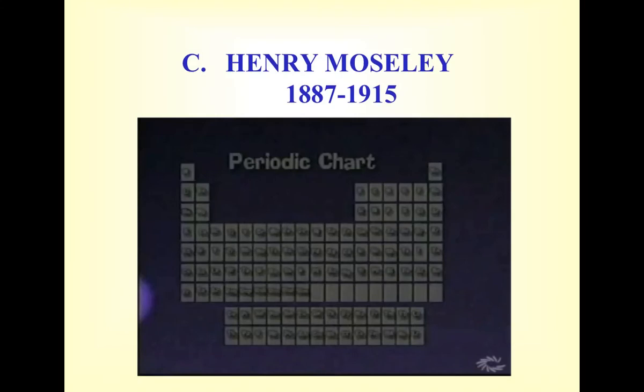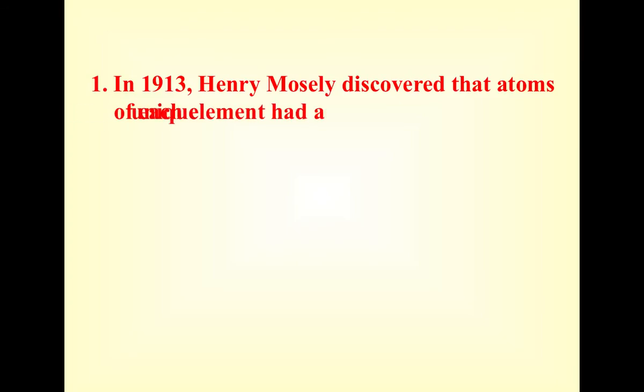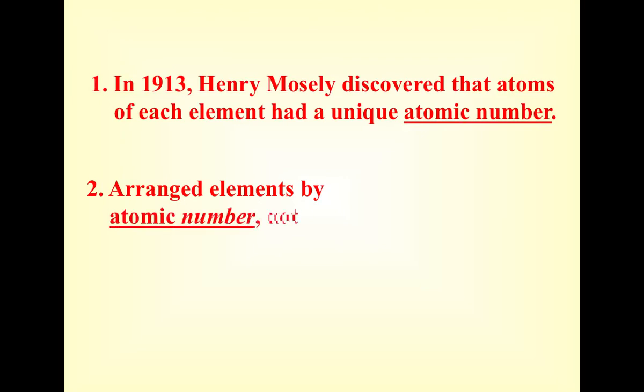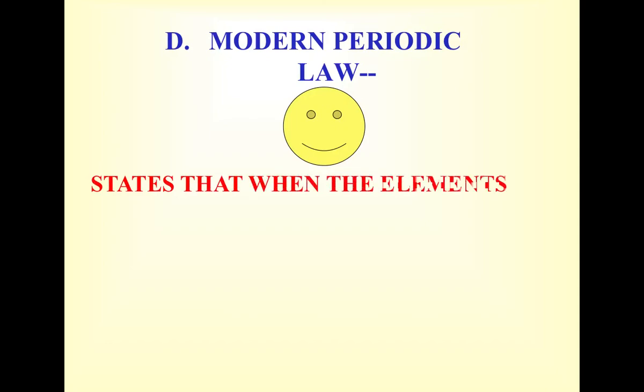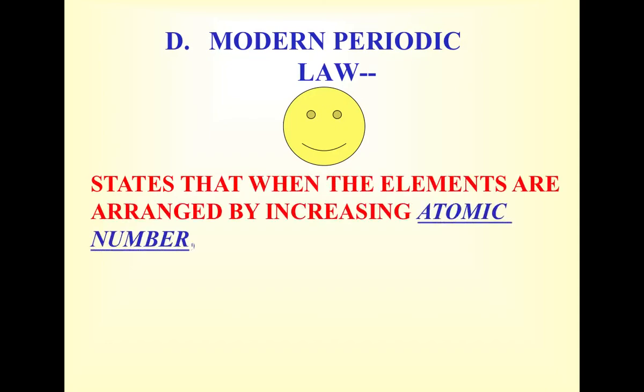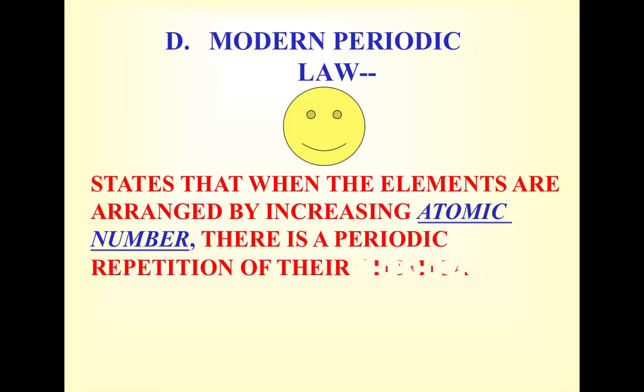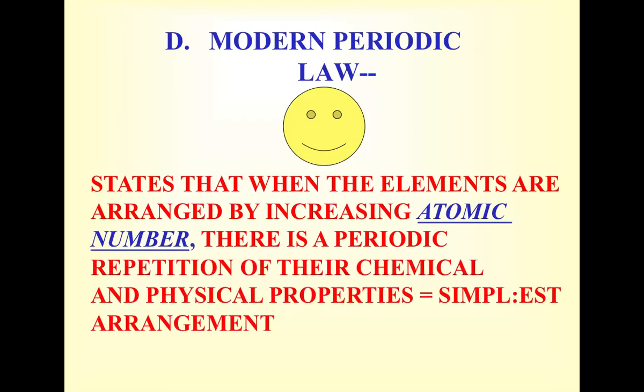Okay. So Henry Moseley is the one who actually fixed the problems. He discovered that atoms of each element had a unique atomic number. So when he arranged the elements by atomic number and not by atomic mass, the problems with Mendeleev's table were eliminated. So this led to the generation of the modern periodic law, which still holds today. It states that when elements are arranged by increasing atomic number, there is a periodic repetition of their chemical and physical properties, and this produces the simplest arrangement of our elements.